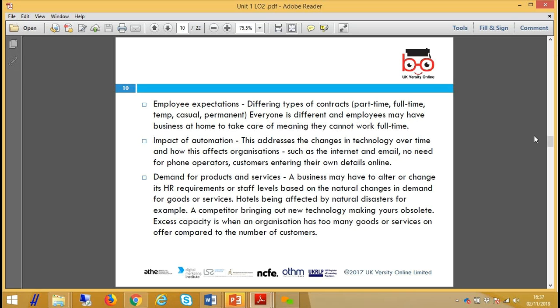So consumer taste changed, so your market has changed, and then you need to plan for that increase or decrease in supply and demand of your goods and services, which often means an increase or decrease in your staffing levels, your workforce numbers and skills.